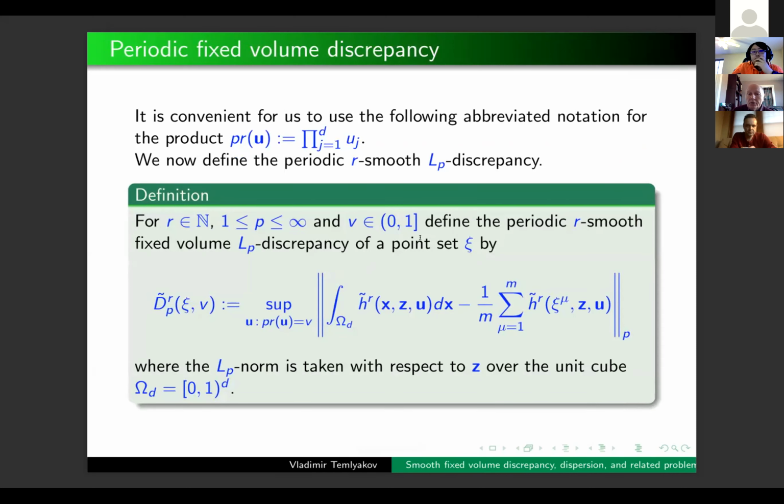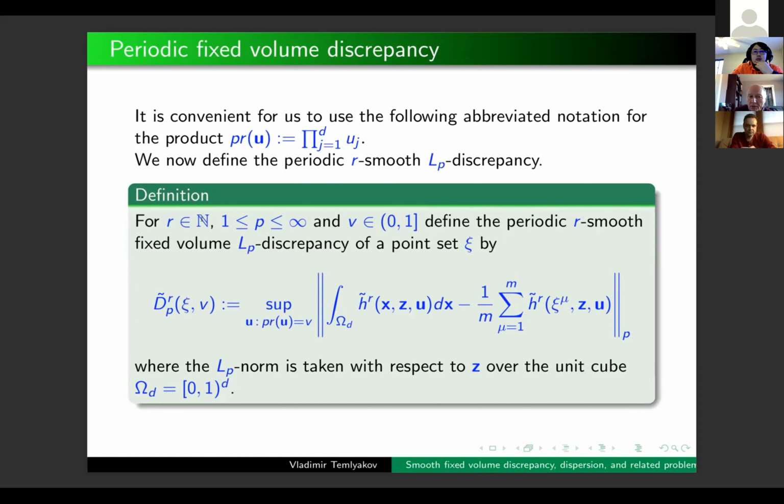In the case of periodic, the same definition, and let me read this, and this is kind of in general using this notation. So this is the product of UJ. Basically, this is something similar to the volume. It's not exactly the volume of the support, but something very similar. So if this is fixed, then the volume is fixed. It is clear. So here is the definition.